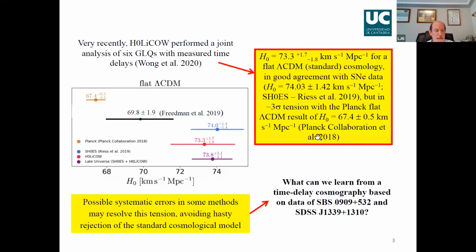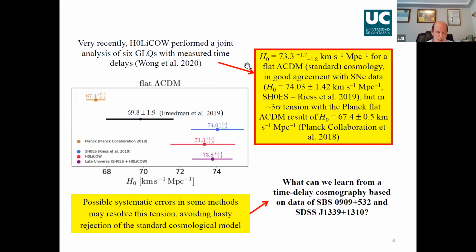For a flat lambda CDM standard cosmology, a small sample of gravitationally lensed quasars with measured time delays has recently provided a value of the Hubble constant in agreement with data from supernovae, but in tension with the Planck flat lambda CDM result. It is also worth noting that Freedman obtained an intermediate result. Using 6 lensed quasars, the Holy Cow collaboration found that H0 is within a range of 71.5 to 75 in standard units, in good agreement with the 1 sigma interval from supernovae data. However, the Planck observations of the cosmic microwave background suggested a narrow range between 66.9 and 67.9, which is clearly inconsistent with lens and supernovae data.